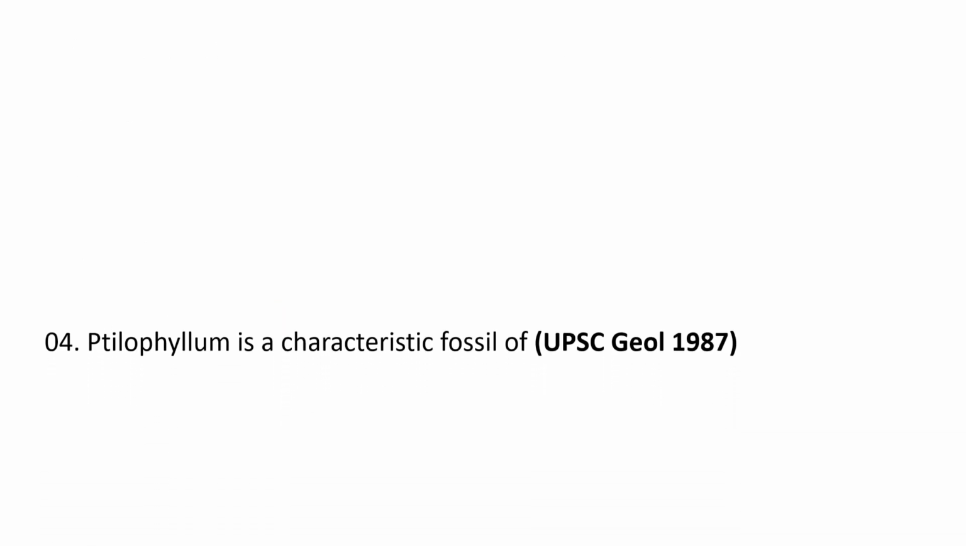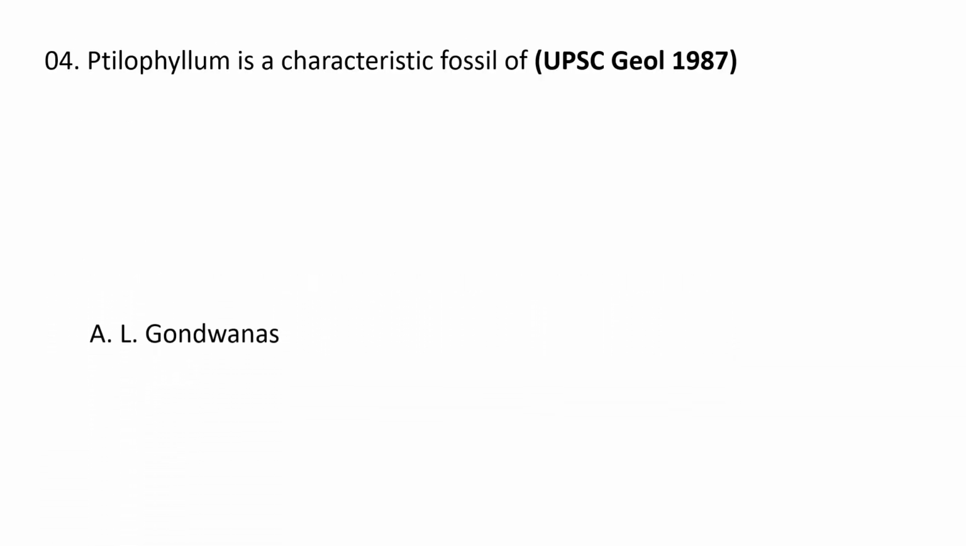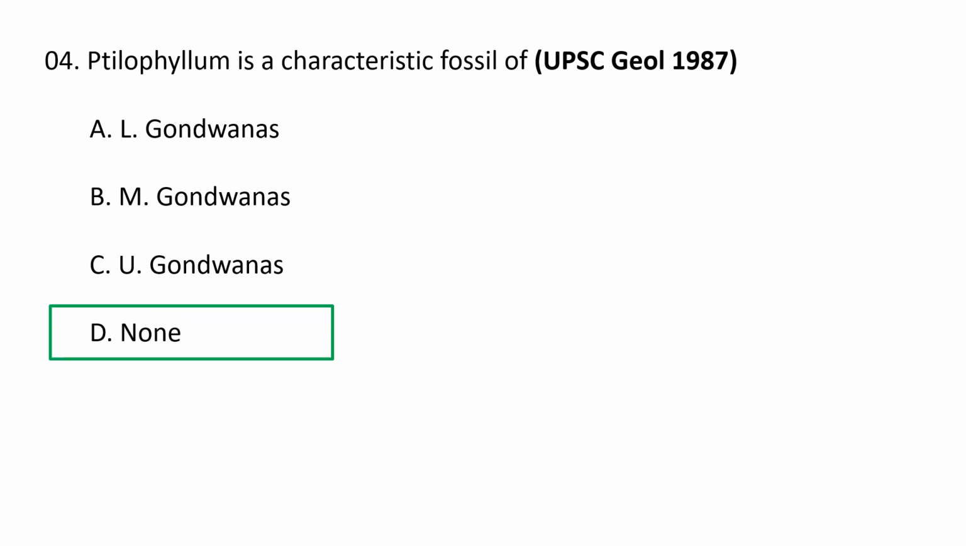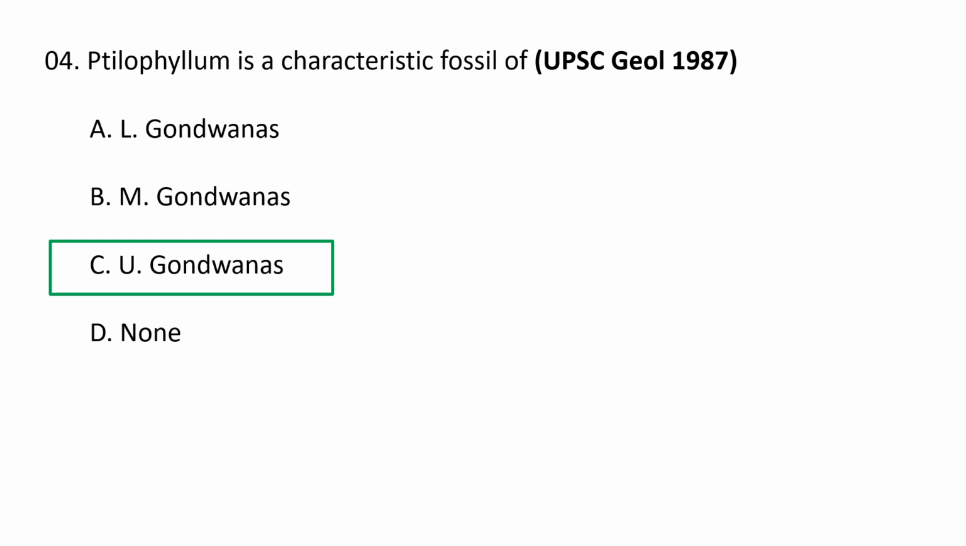Next question. Ptilophyllum is a characteristic fossil of A. Lower Gondwana, B. Middle Gondwana, C. Upper Gondwana, D. None of the above. Ptilophyllum is a characteristic fossil of Upper Gondwana. The Ptilophyllum flora is one of the three major floras that populated the Indian subcontinent from the early Permian to early Cretaceous time, and recently this set of flora was also known as the Gondwana flora. So Ptilophyllum is a characteristic of Upper Gondwana.